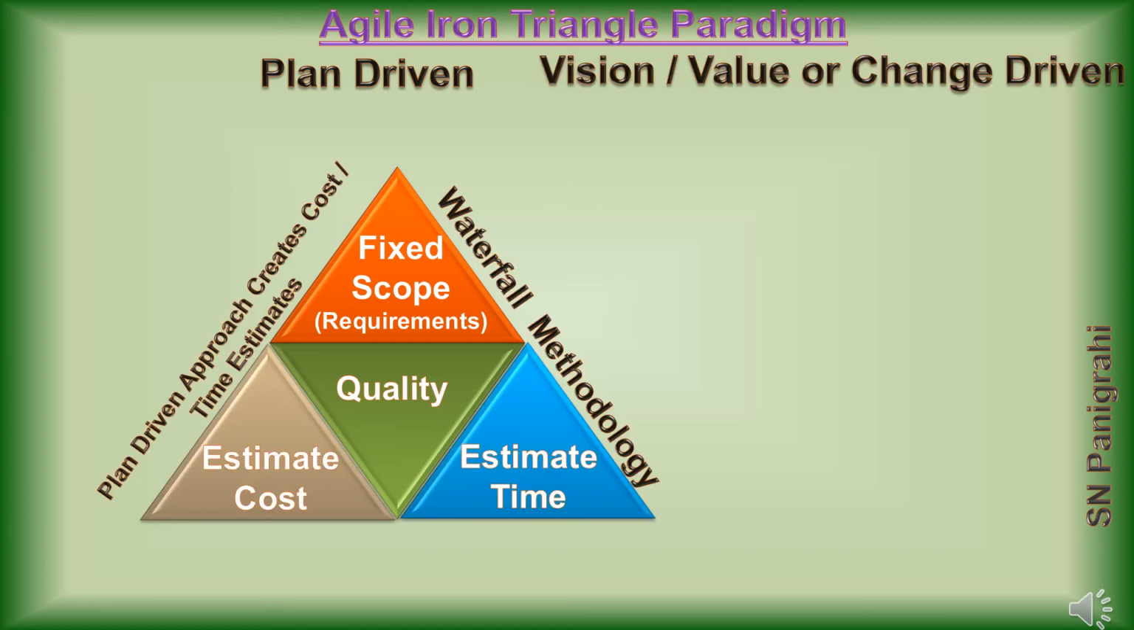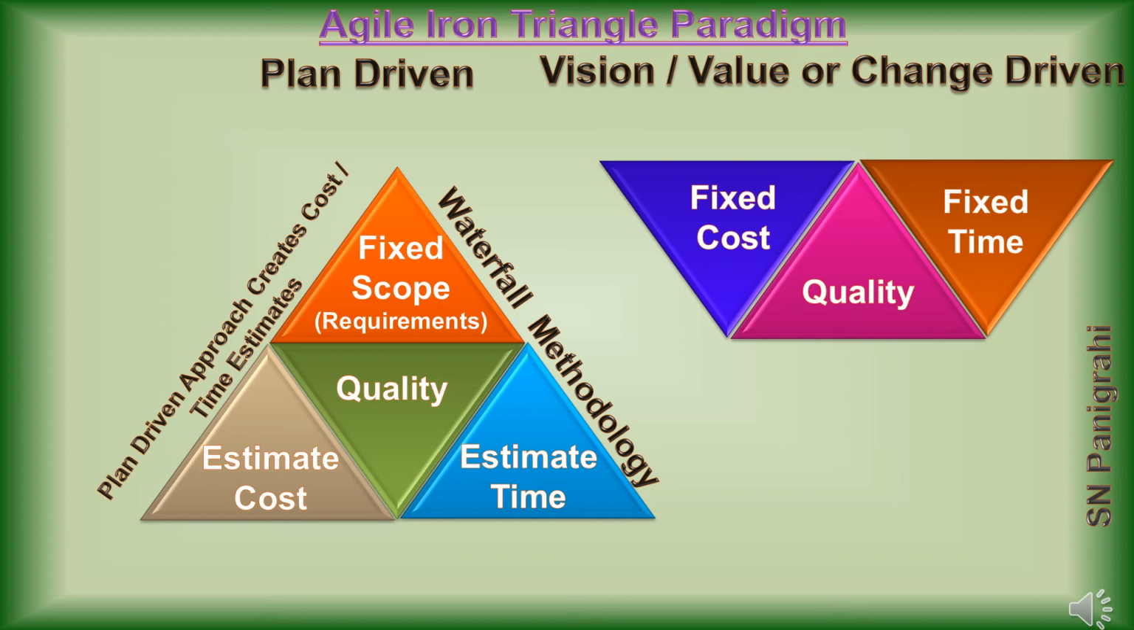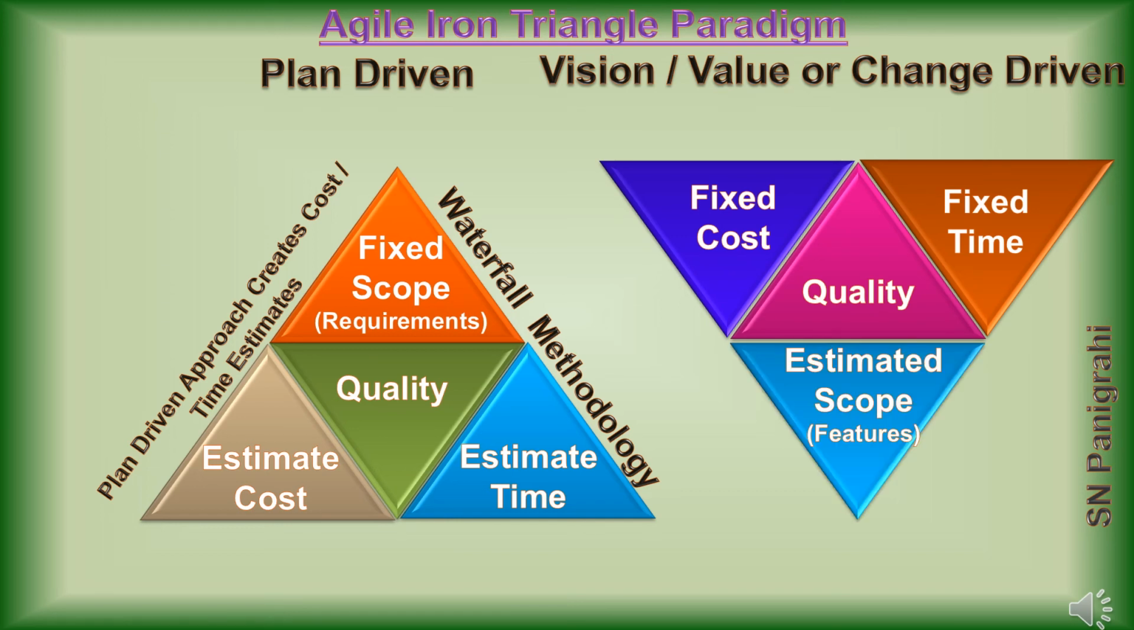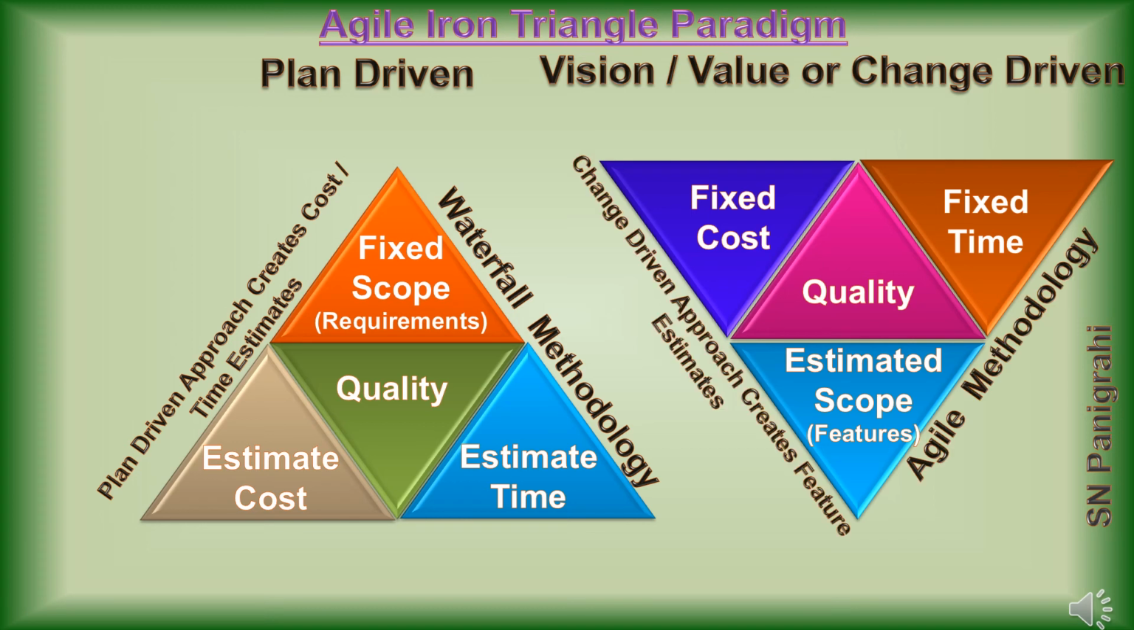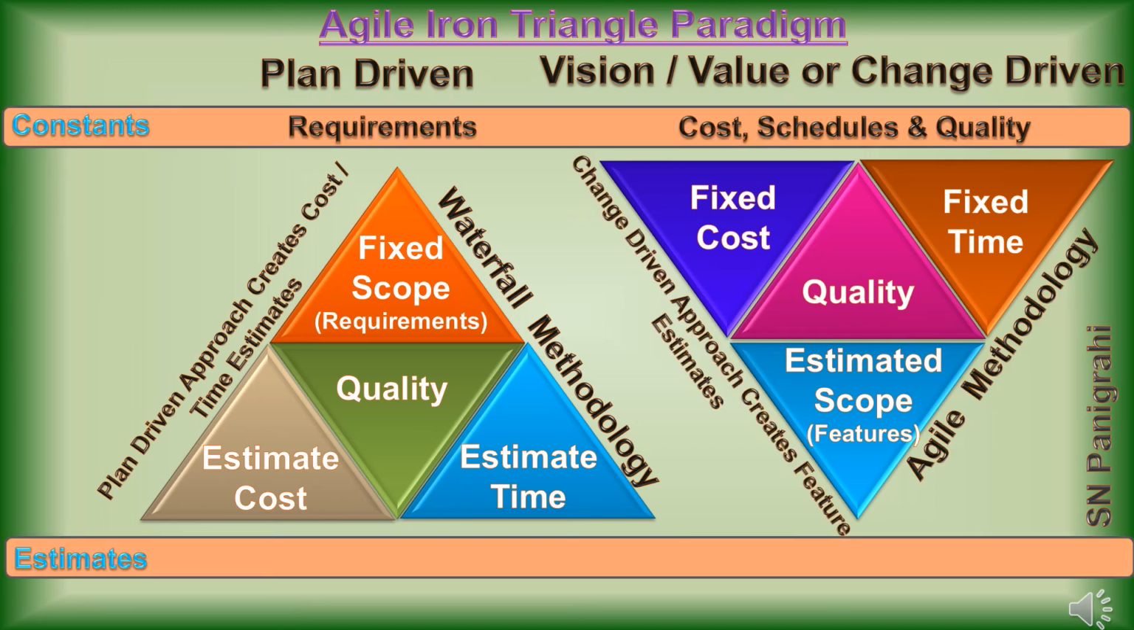Whereas an agile project is entirely different from traditional projects. Costs and schedules and also quality are fixed. Since requirements are dynamic and changing, these are variables and are estimated. In traditional projects, constants are requirements, whereas in Agile, constants are cost and schedule. In traditional projects, estimates or variables are cost and schedule, whereas in Agile, variables are requirements.